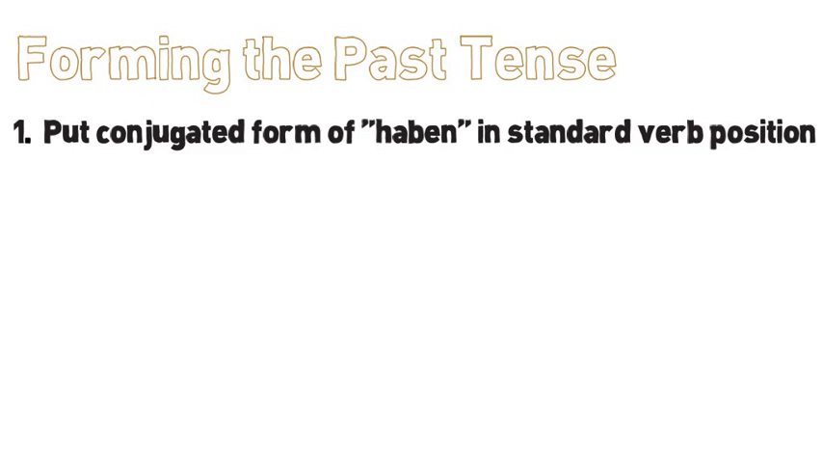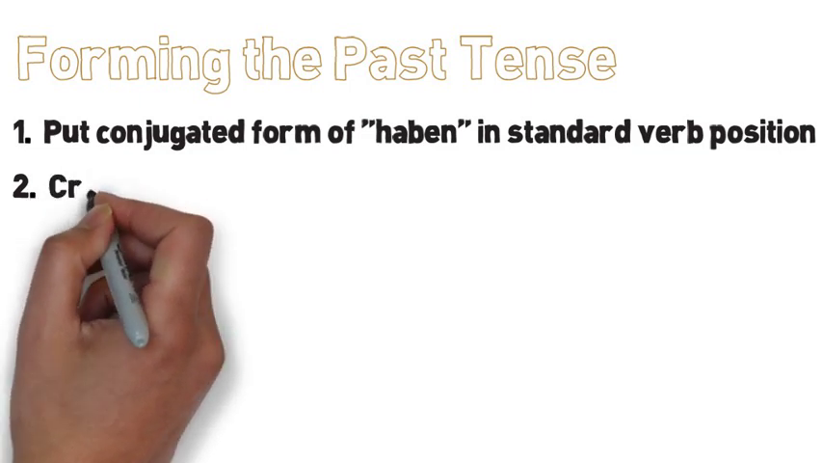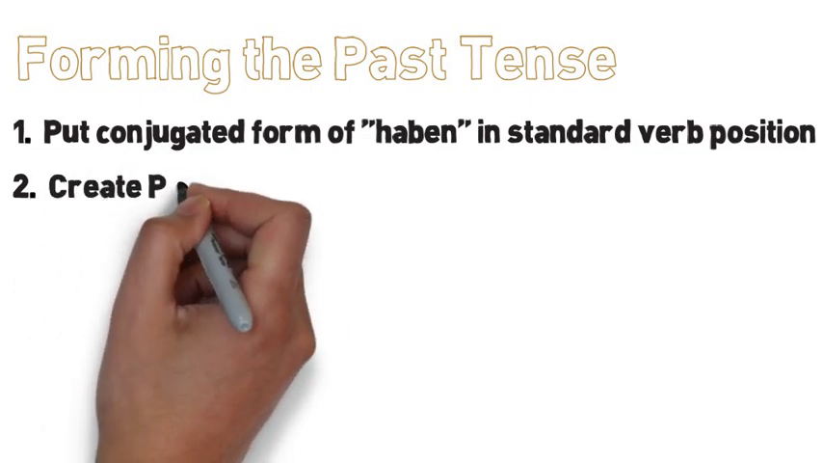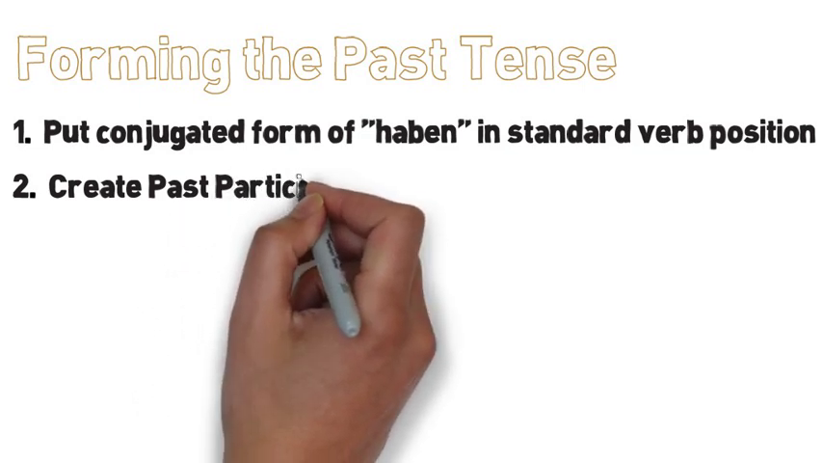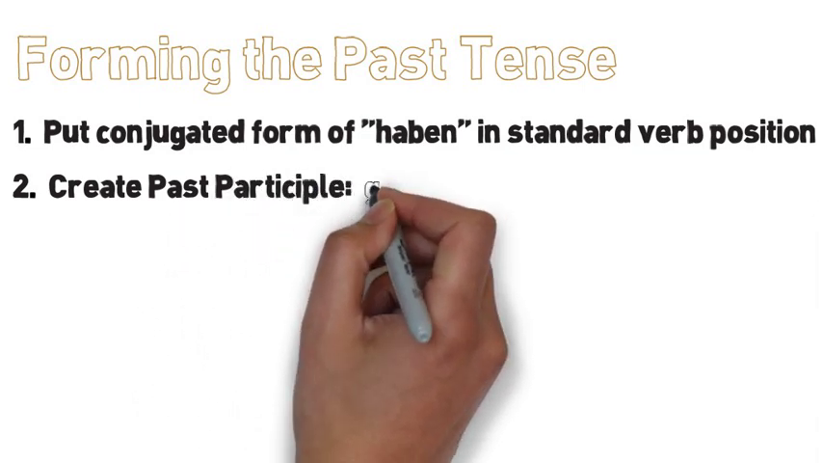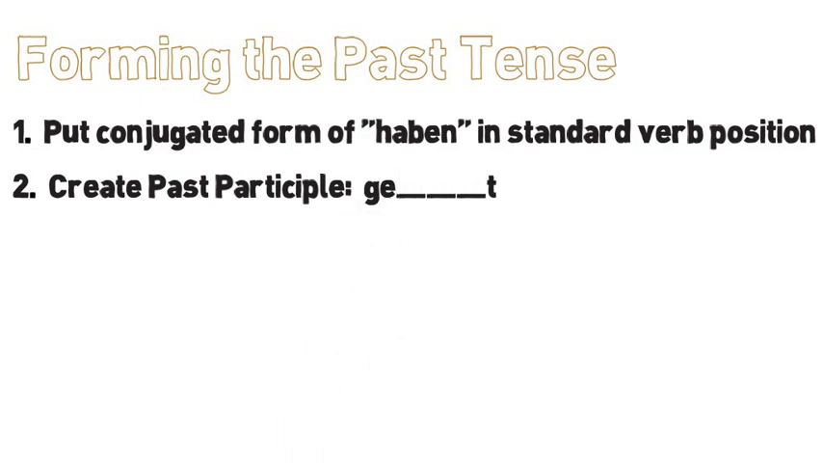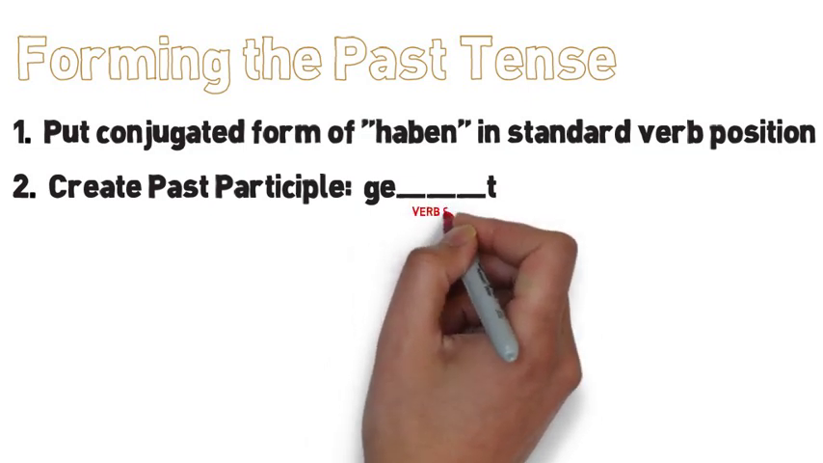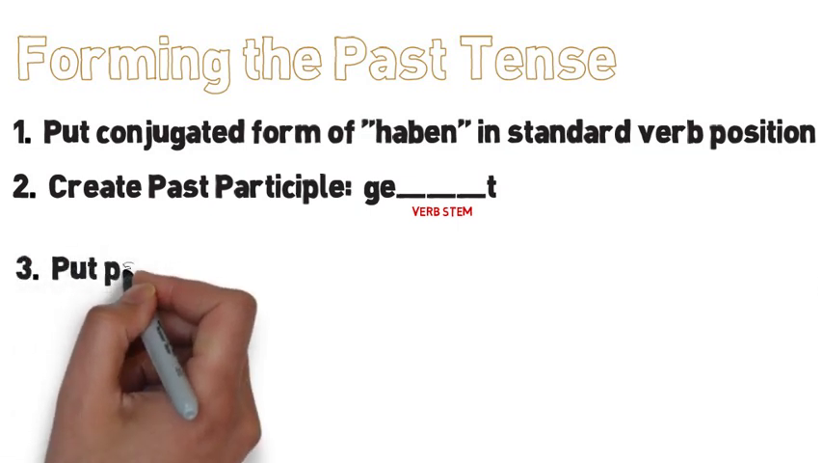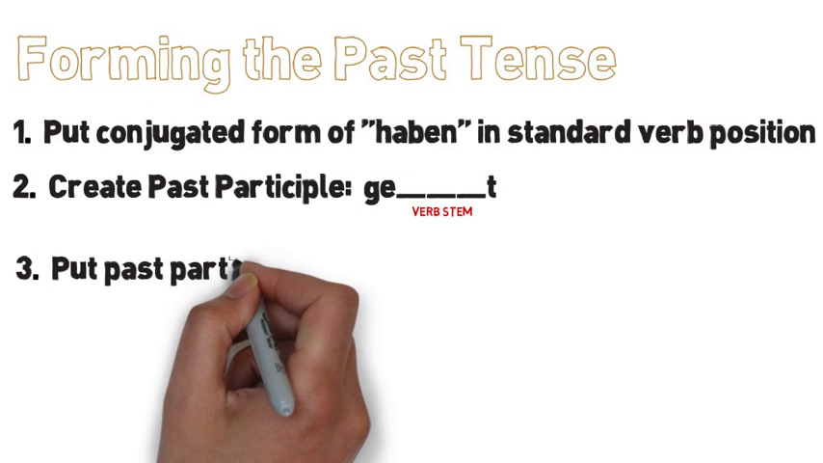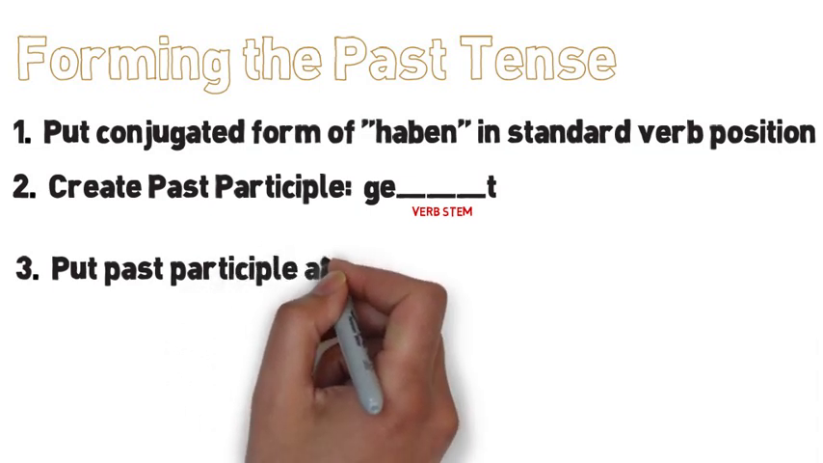Step 2 is to create a past participle. This is done by adding the letters ge to the beginning of the verb stem, and the letter t to the end of the verb stem. Step 3 is to put the past participle at the end of its sentence or clause.